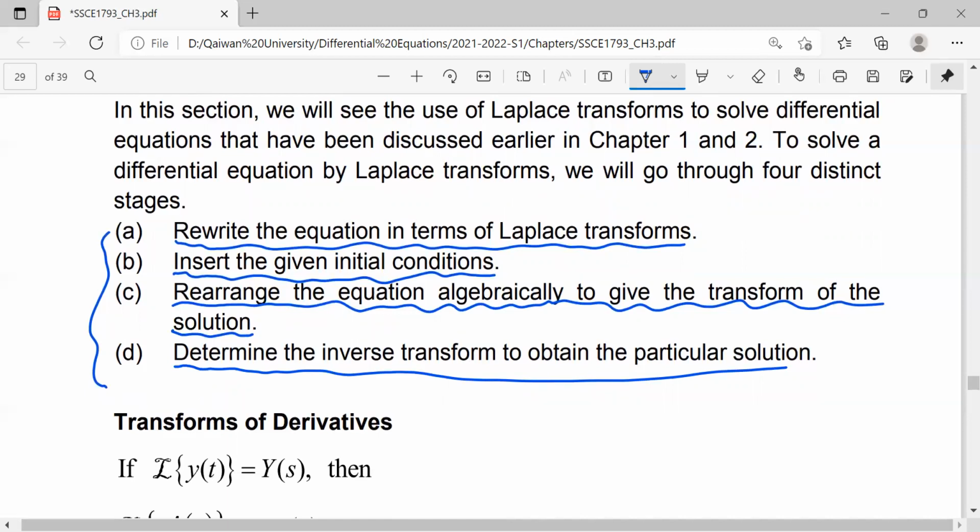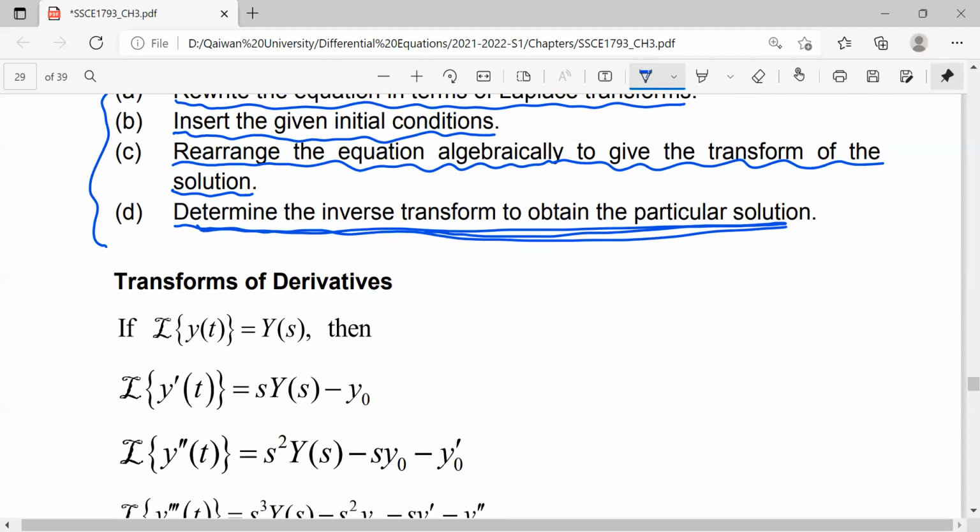We first take the Laplace transform for each term in the differential equation. Then we insert the initial conditions, and then we rearrange the equation such that Y of s is alone on one side of the equality and all the other terms are on the right hand side. Then we determine the inverse Laplace transform of the right hand side to get the solution for the initial value problem or boundary value problem.